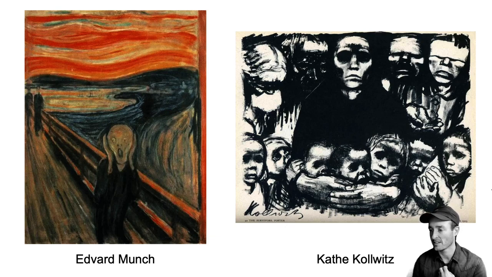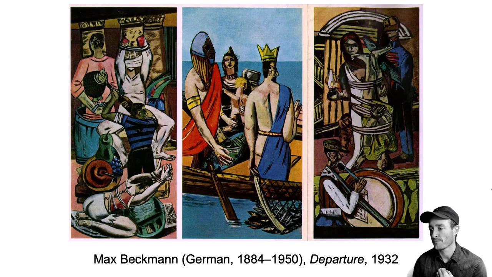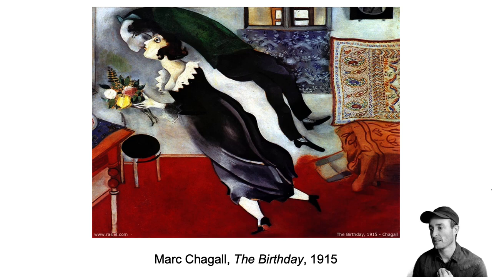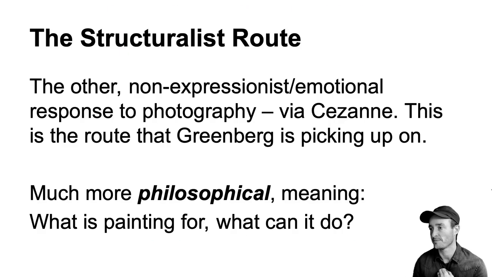Edvard Munch, Käthe Kollwitz, right? You see the war-torn. You get the narrative, Max Beckmann, and the abstract mythologies. The Dream by Marc Chagall, The Birthday, right? The subconscious here. Now the other route, the structuralist route, this is the Cezanne.